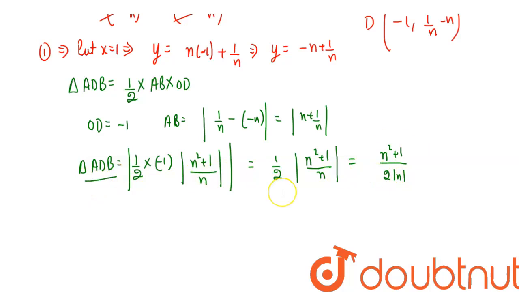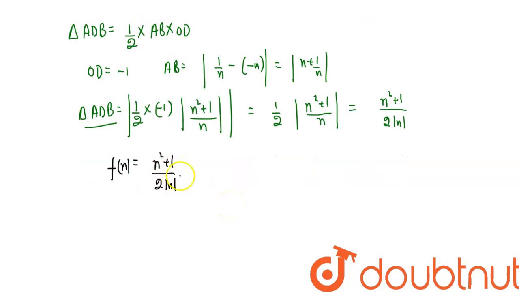And now we need to maximize this area of the triangle ADB as given in the question. For that, let us say that the area of the triangle ADB is given by the function f of n, and that is (n square plus 1) whole divided by twice the modulus of n. Now, when we plotted the graph, we took n as positive, n greater than 0. So similarly we are going to take n greater than 0 and find f dash n for maximizing it.